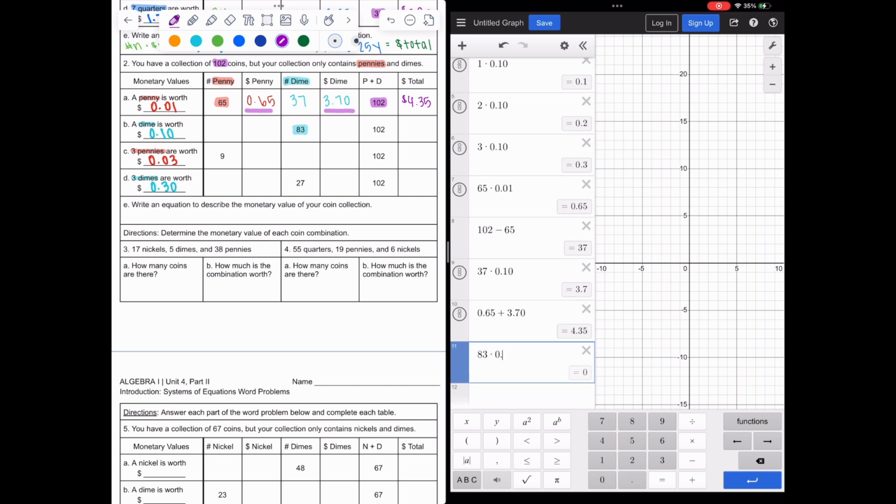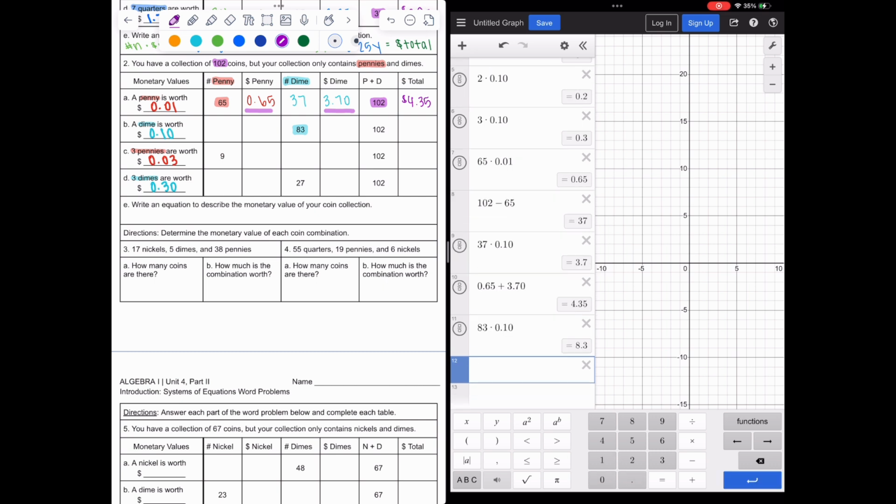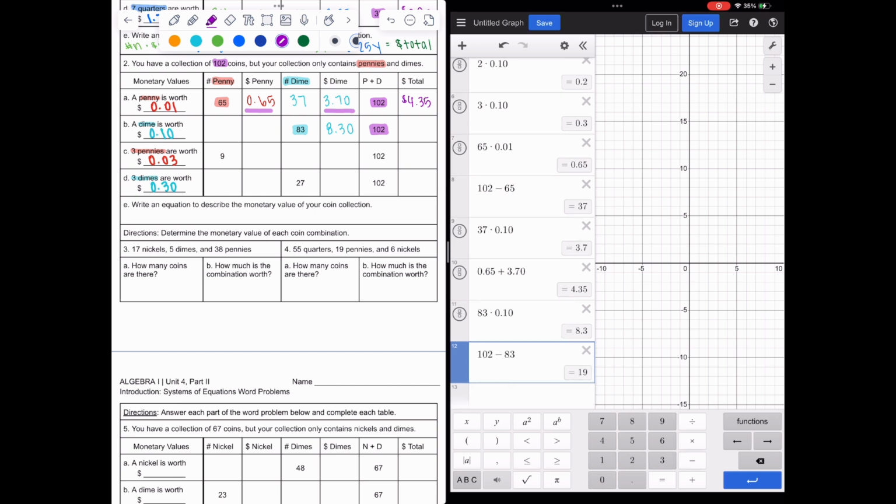Let's move on to the second row where we're told that there are 83 dimes. 83 dimes are going to be worth $8.30 because I multiply by 0.10. If there are 102 coins in the collection and 83 of them are dimes, I need to start with that 102 and subtract out 83.